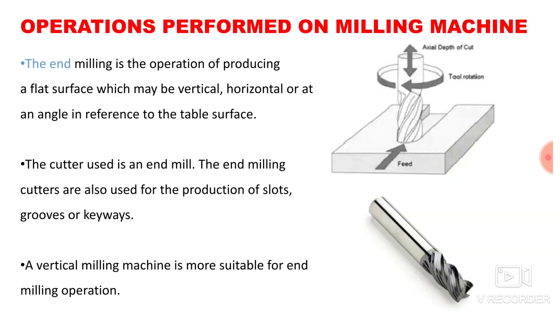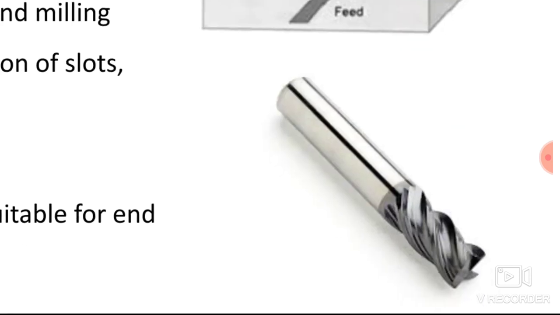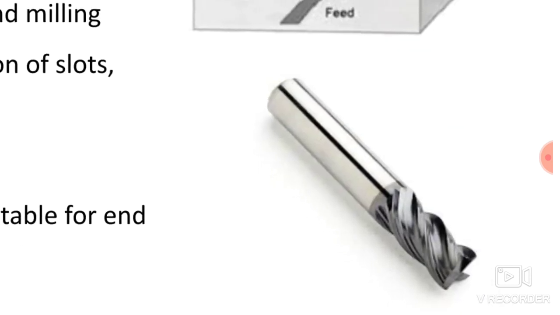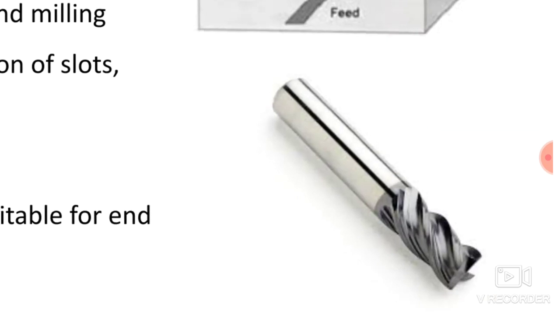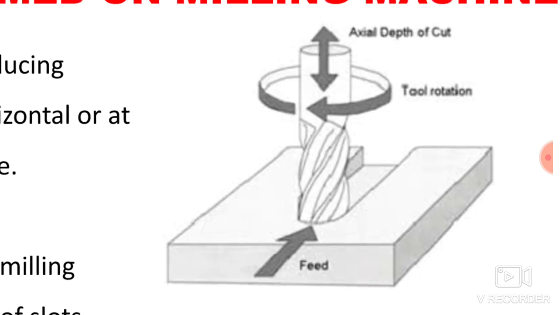Now the next operation is end milling. The end milling is the operation of producing a flat surface which may be vertical, horizontal or at any angle in reference to the table surface. So here you can see the end milling operation, and this is nothing but the end milling cutter, which is quite similar to your drill bit, but the drill bit has a pointed end, whereas this has a flat end mill.